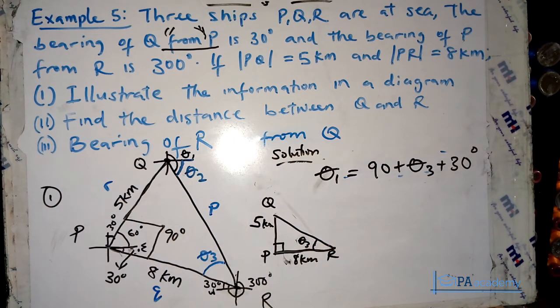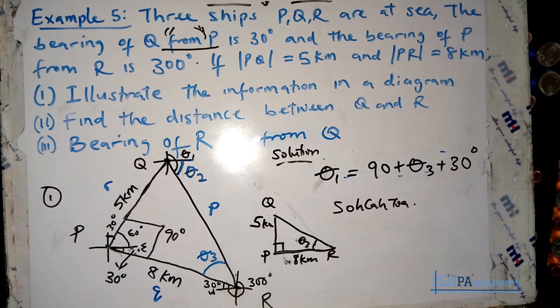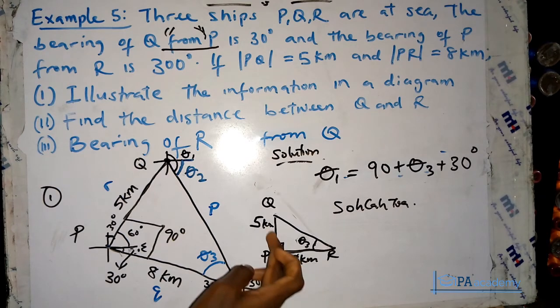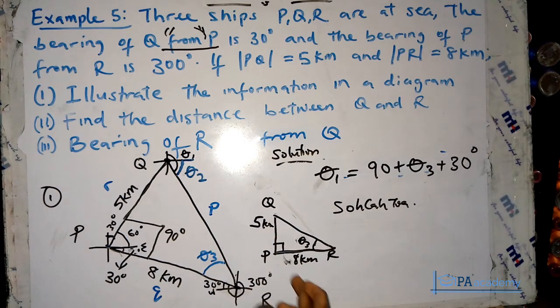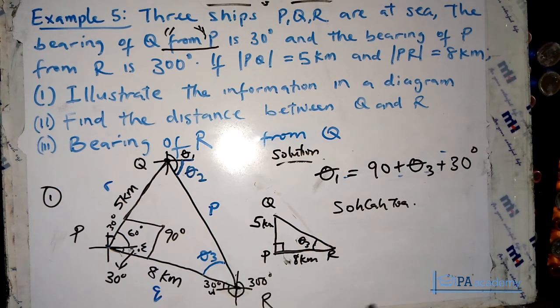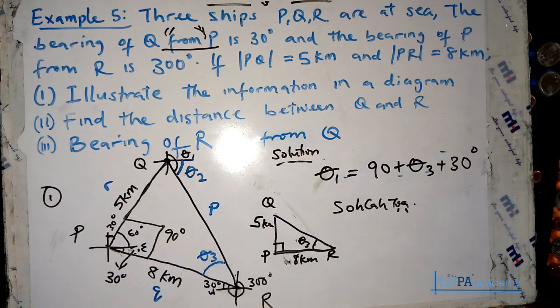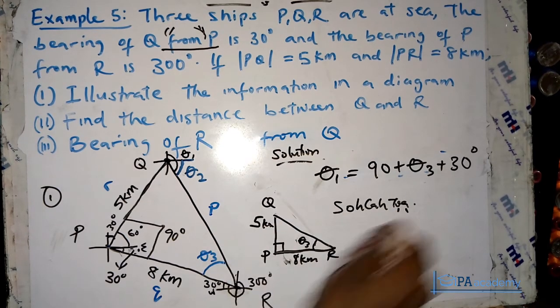Now, for us to get the value of theta 3, what we are going to apply here is SOHCAHTOA. Which of them do you think we are going to use? Let's look at it together. We have the opposite and the adjacent, and you are looking for the angle. Opposite and adjacent, that is tan. So we are going to be using tan.